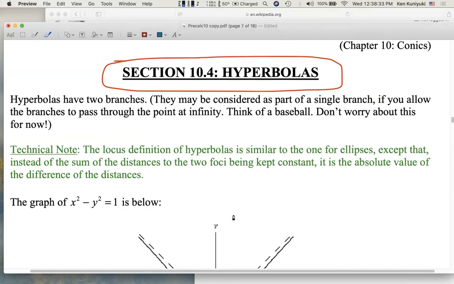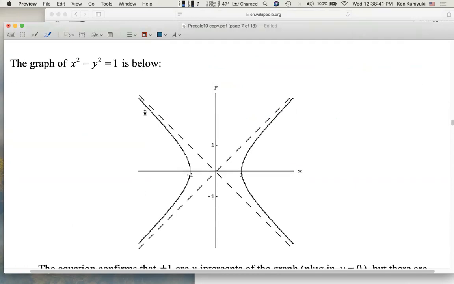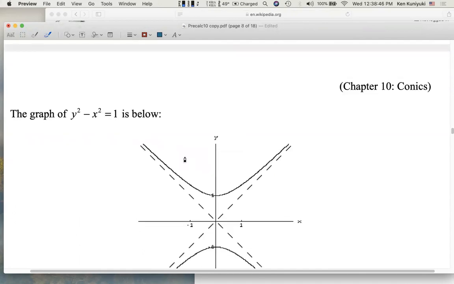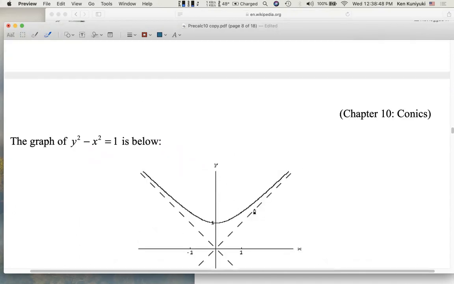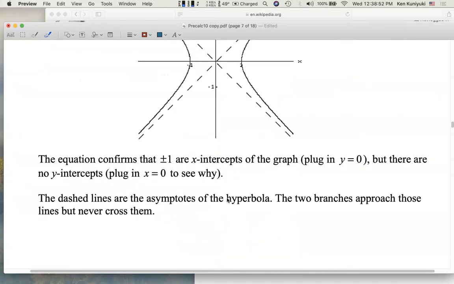But let's talk more about hyperbolas. Again, hyperbolas have two branches. It's the only one of the conic sections that has two branches. Here, one branch over here, one branch over here. On the vertical hyperbola, one branch opening up, one branch opening down. So either left and right, or up and down in terms of how they open.